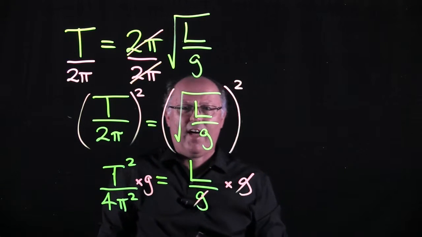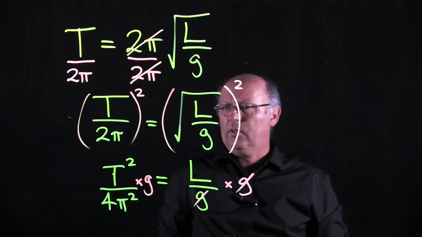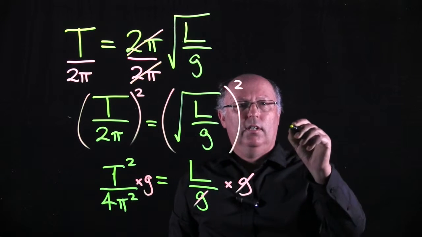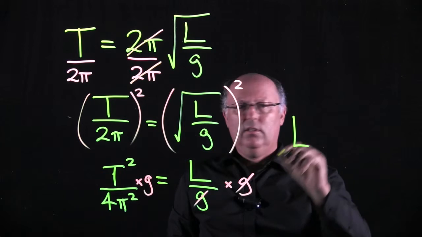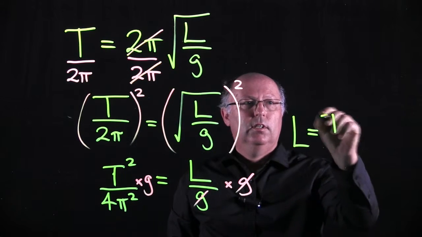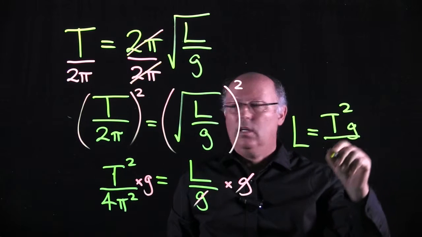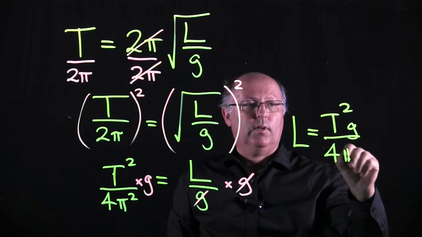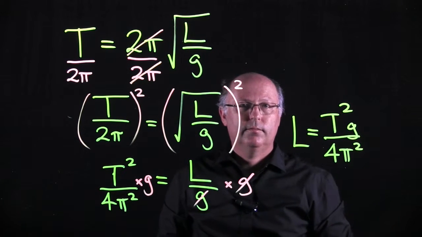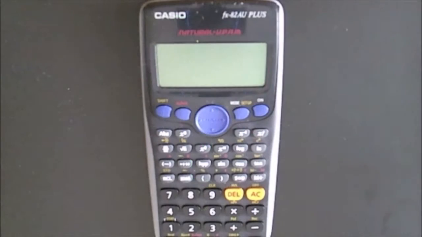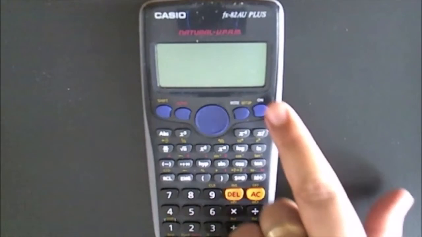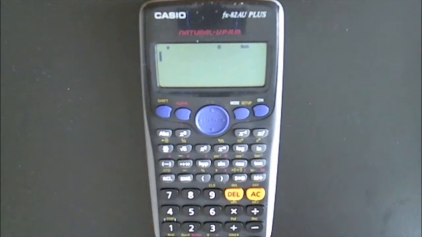But because I'd rather have the subject of the formula coming first, I'm going to write that in reverse order. So the final answer is L is equal to t squared times G over 4 pi squared. So L is t squared G over 4 pi squared. We're going to do this as a fraction.